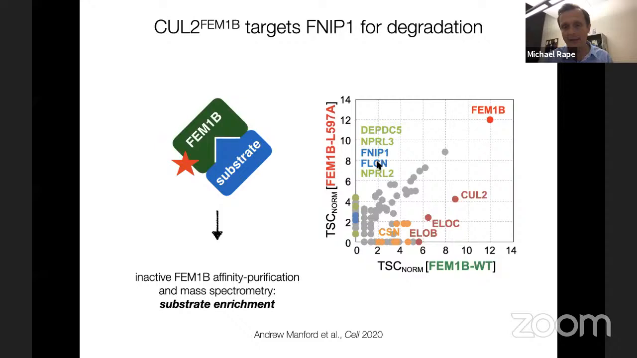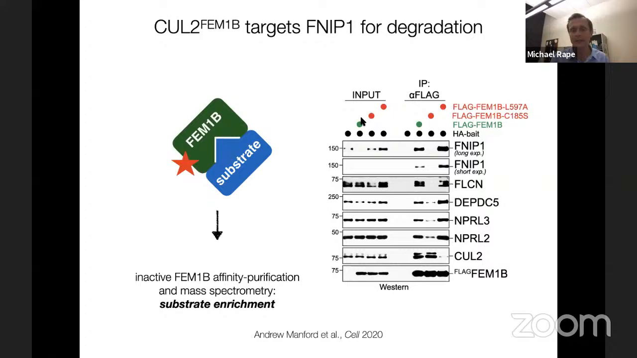I'll just walk you through the actual data of it here. In the input, you see a little bit of FNIP1. If you induce the ligase, that goes away. We then spent about a year or so to make a few mutants that disrupt substrate binding, but not formation of the ligase, so not folding. And if you have the substrate binding mutant, you do not see this drop in activity. And if you have the trap that we used, you actually get even a little increase. So the wild type FEM1B can bind FNIP1 very nicely. The substrate binding mutant does not bind it at all. And the trap binds it a little bit better. That's how we identified FNIP1.